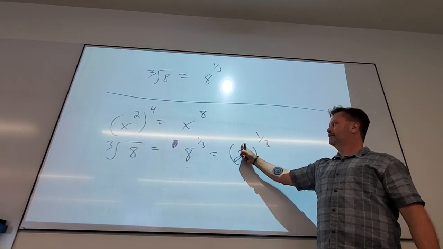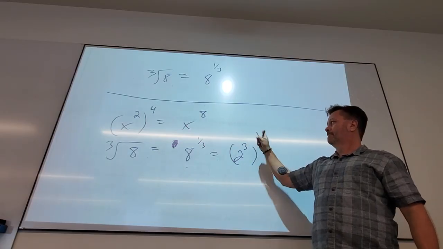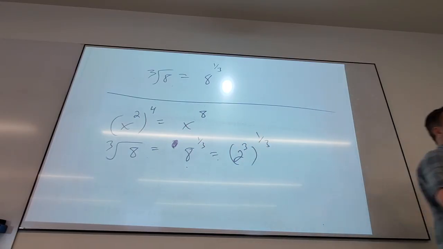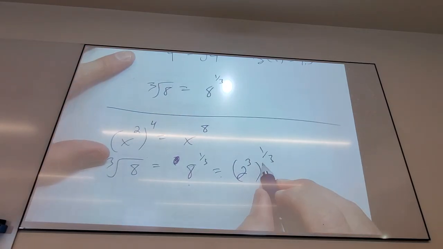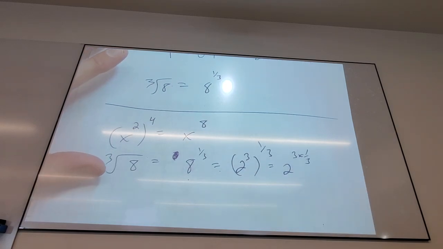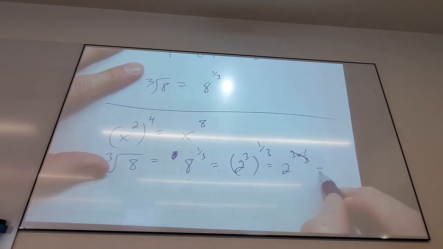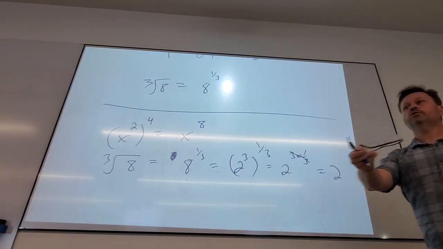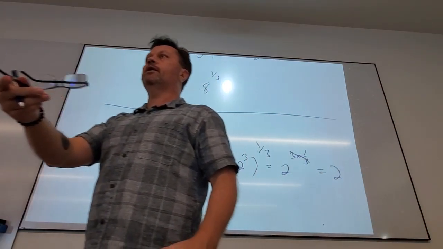What do I do with these? Multiply them. What is 3 times 1/3? What do the 3's do? Cancel. So I get 2. And of course, cube root of 8 is 2. We know that from earlier. We did that one earlier, yes?